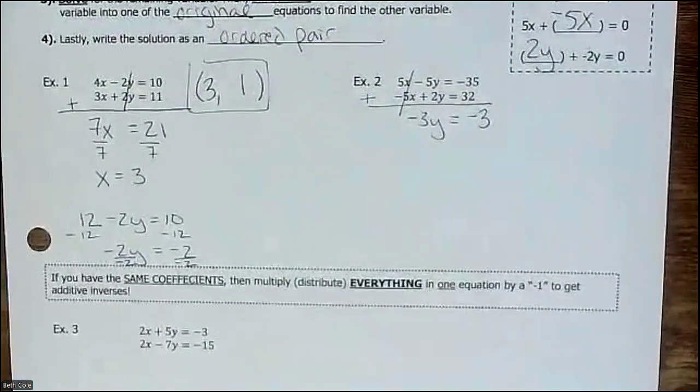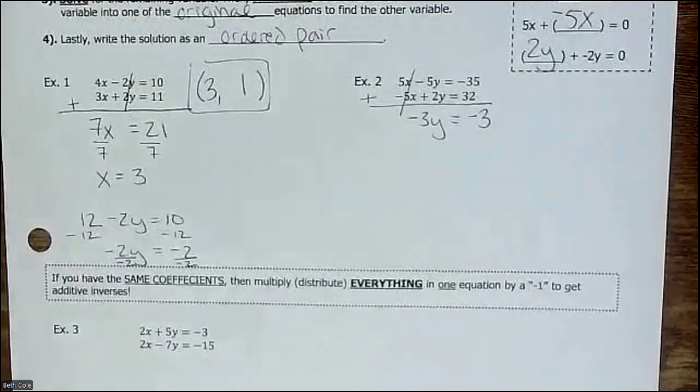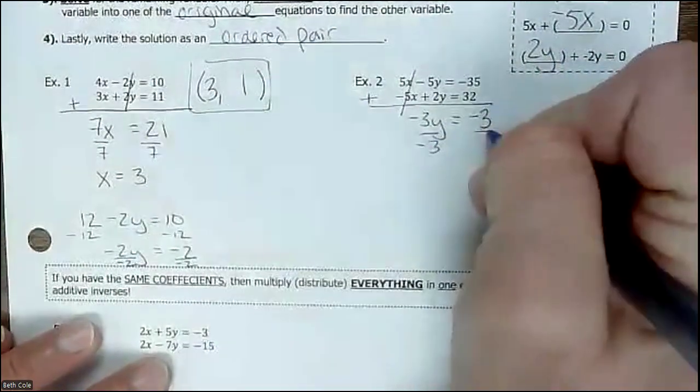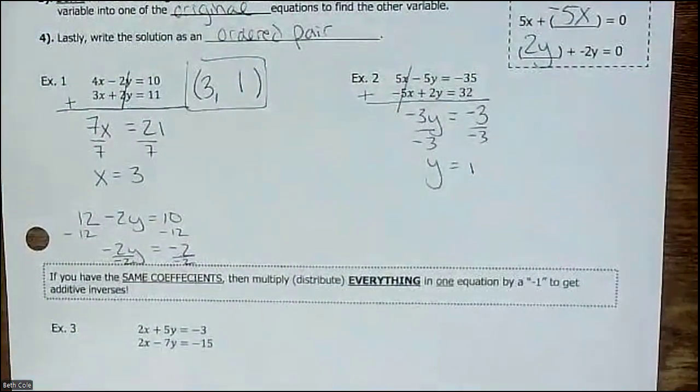Why is it negative instead of positive? Yeah, and the bigger one is the negative one. All right, so then we divide by negative 3 and we get positive 1. The negatives cancel out. Good job. These are good with your negatives there.